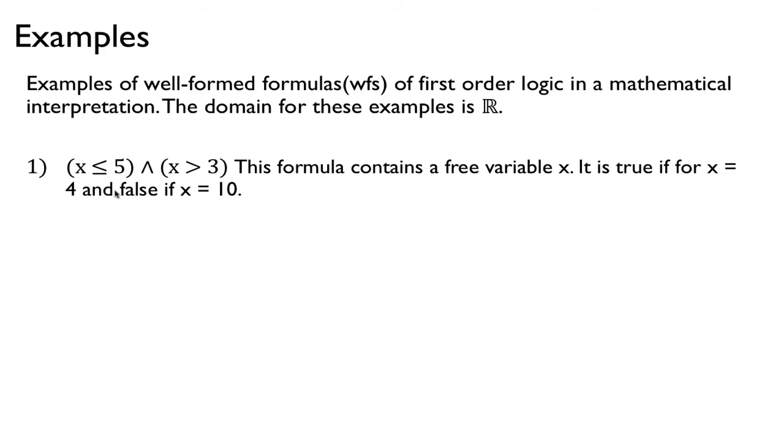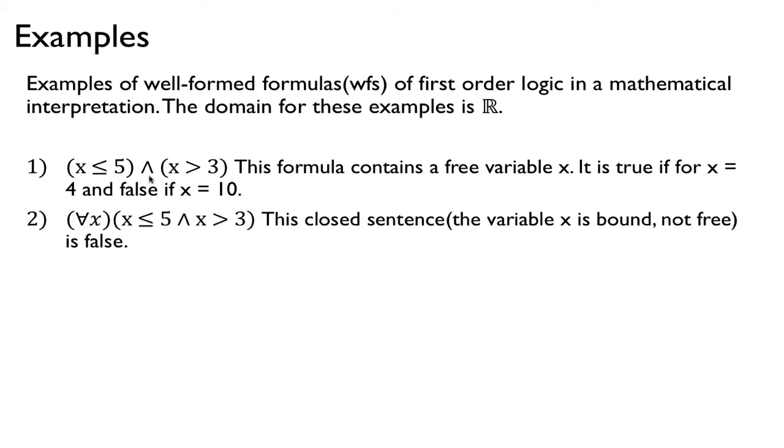For example, when x is 4, 4 is certainly less than or equal to 5 and bigger than 3. So when x is 4, this is a true statement. But if x is 10, this is a false statement, because the variable x is free. And then here's another well-formed formula: for all x, x is less than or equal to 5 and x is greater than 3. Again, x here is in the scope of the for all x, so this is a bound variable. It's not free. This is a closed sentence, and we can say this sentence is actually false, because it's not true that, if the domain is the set of all real numbers, every x is between 3 and 5.